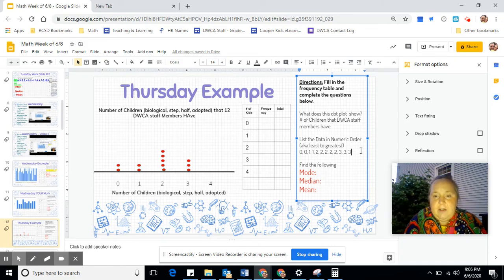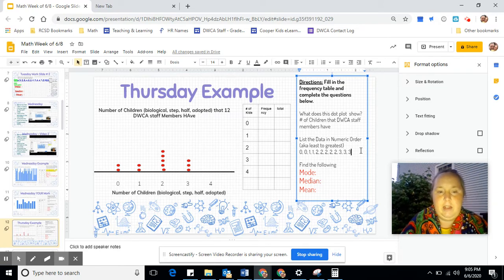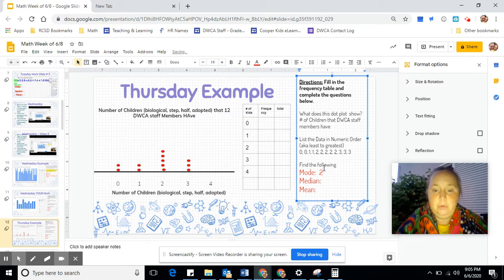Okay, so now to find the mode, median, and mean. Well, finding the mode with a dot plot is simple. It's going to be the number with the most amount of dots, the most data for there. So for that, we can see that the 2 is the mode. It happens the most. Remember, mode means most.